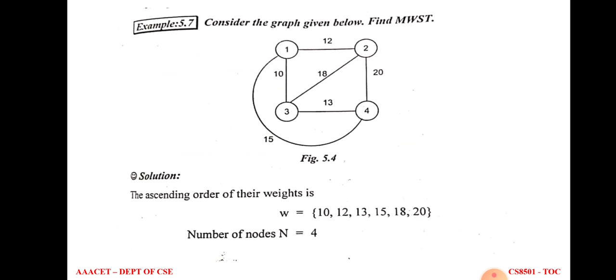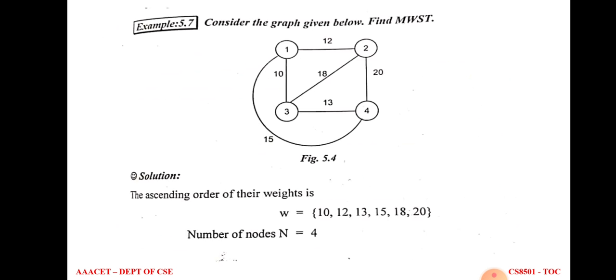So in the first step, we have to arrange the weight of each and every edge in ascending order. The integers 10, 12, 13, 15, 18, 20 are in ascending order, so we arrange them like this. W means the weight of each individual edge. So 10, 12, 13, 15, 18, 20 are all the weights of the edges. The number of nodes is 4, so N is equal to 4.